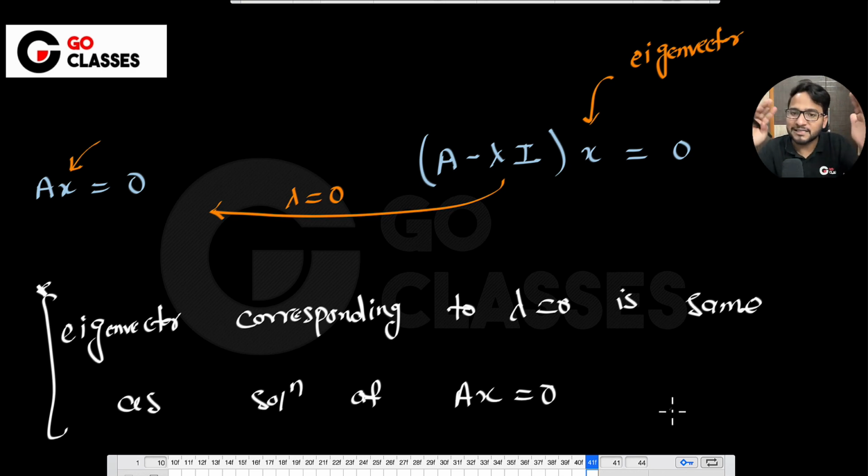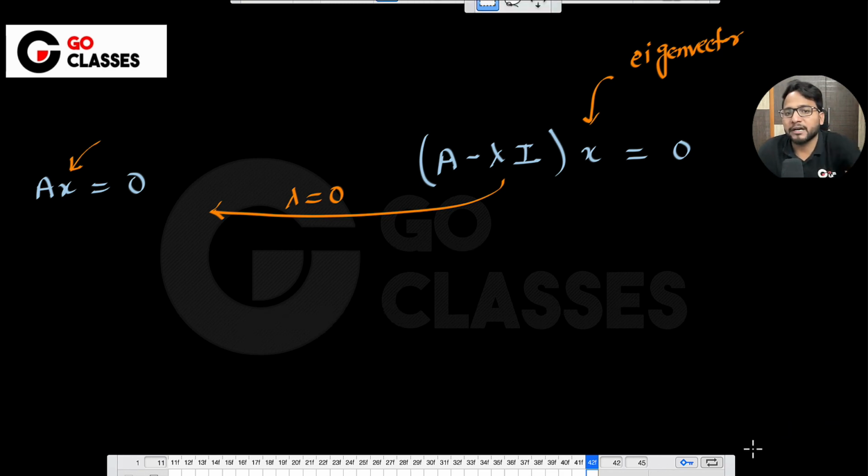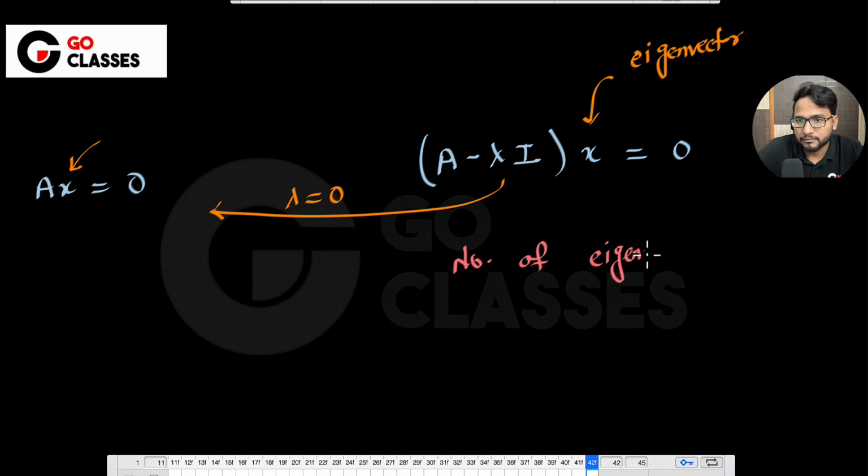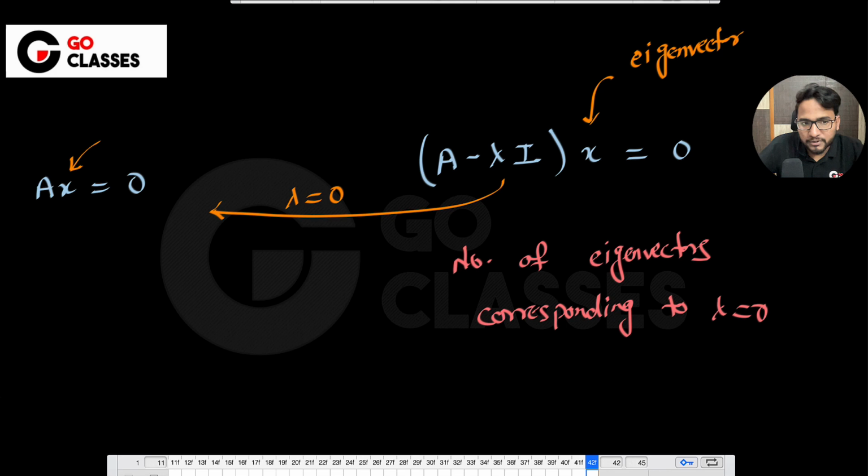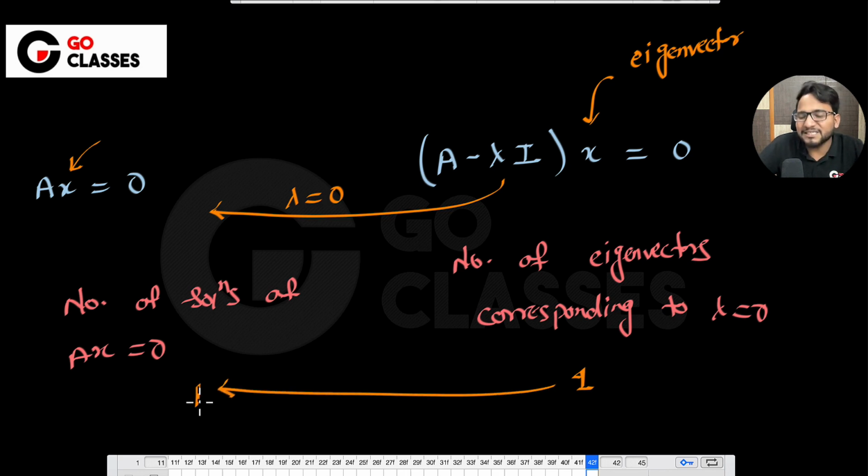Now let's extend this idea a little more. Suppose I have just one eigenvector corresponding to lambda equal to 0, then how many solutions do you have for Ax = 0? Just one, right? So suppose you have just one eigenvector. I'm writing the number of eigenvectors corresponding to lambda equal to 0, and here the number of solutions of Ax = 0. Then how many solutions do I have? Exactly, this is a one-to-one mapping, right?